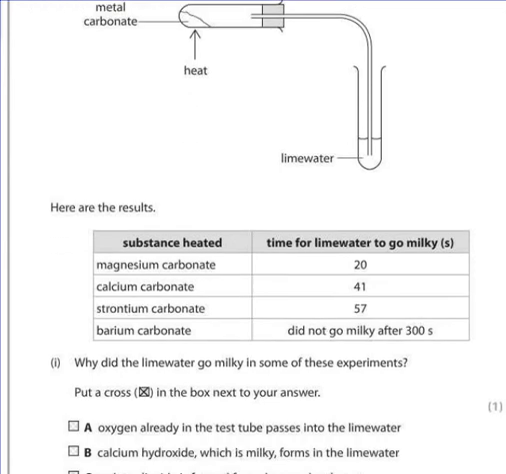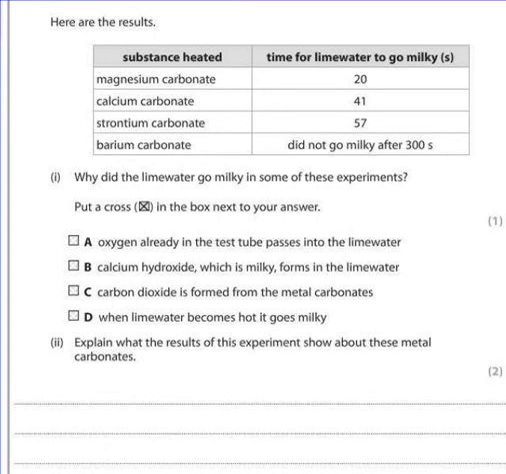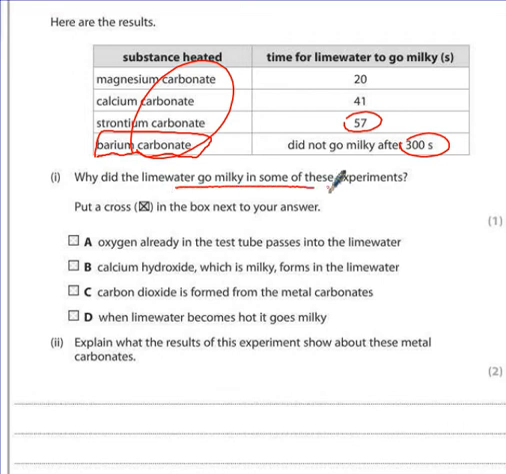Right, so this is the metal carbonate. It's heated with a Bunsen burner just there, and it's going to give off bubbles of carbon dioxide gas, so the lime water in there should turn milky. Let's have a look and compare these 4 carbonates. The time for the lime water to go milky was 57 seconds. That one must be the second most stable, because that took over 300, so that's the most stable carbonate there. Why did the lime water go milky in some of these experiments? Carbon dioxide is formed from the metal carbonates. Any carbonate gives off carbon dioxide when it's heated.